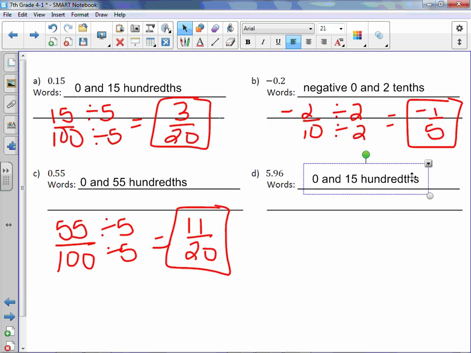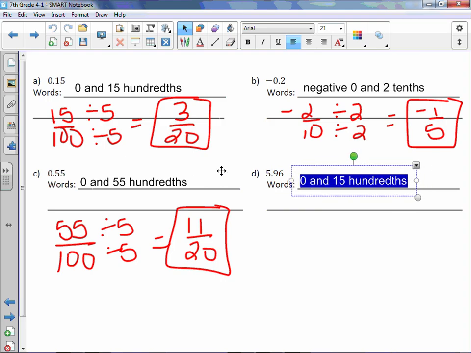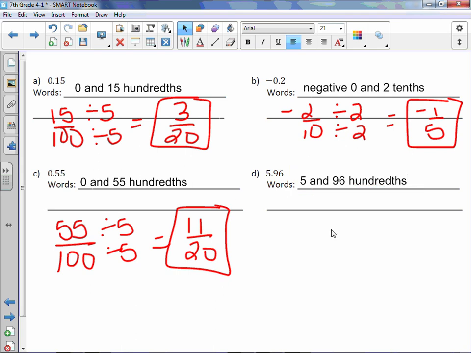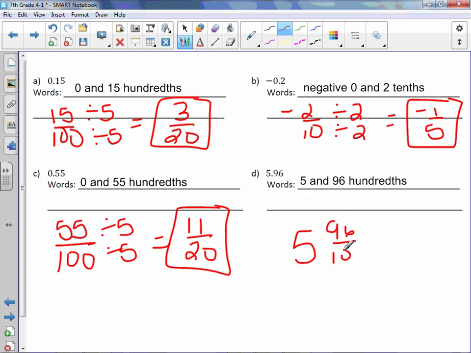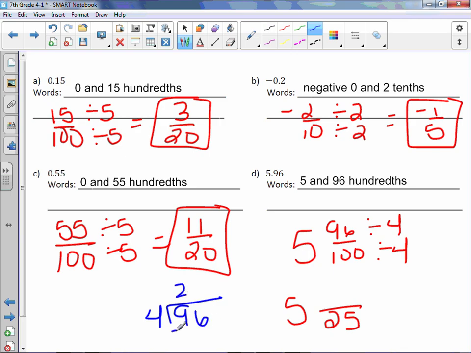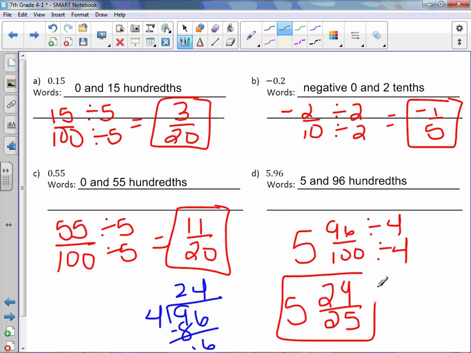Letter D. Oh, this time we have 5 and 96 hundredths. So 5 and 96 over 100. We can actually divide numerator and denominator by 4. Well, I know the denominator is 25. And let's do a quick division here. 4 into 96. Looks like 24. So 5 and 24/25ths.